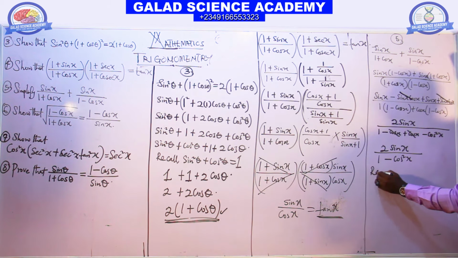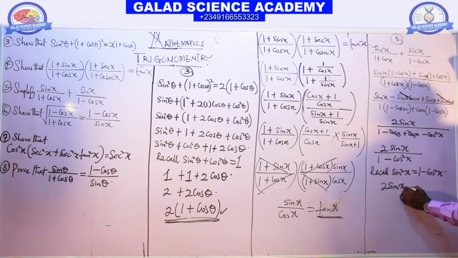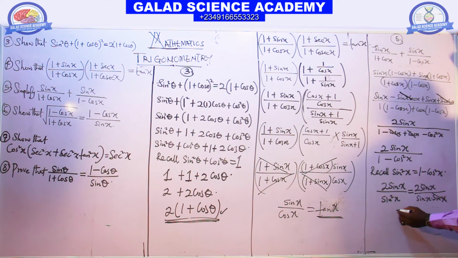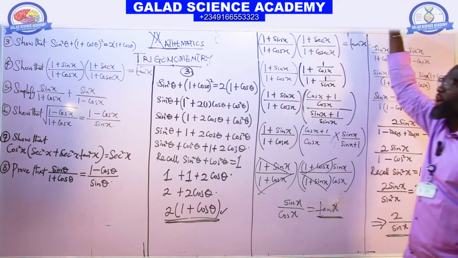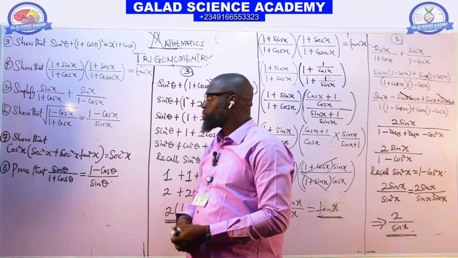And recall that sin squared x is equal to 1 minus cos squared x, from the trig identity. You will now put it here. You have 2 sin x over sin squared x. And the sin squared x can also be written as sin x times sin x. You can write it twice. 1 keep this. So at the end of the day, we are left with 2 over sin x. That's the final answer for simplifying this question.